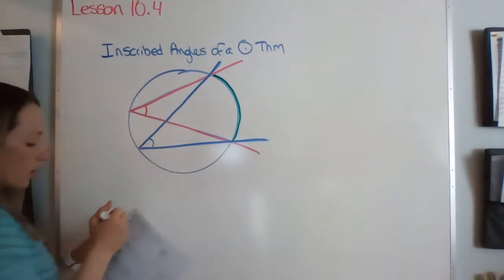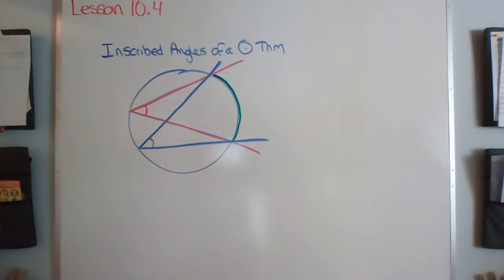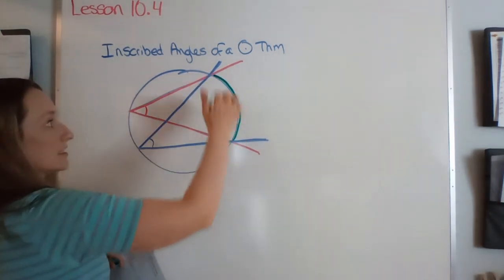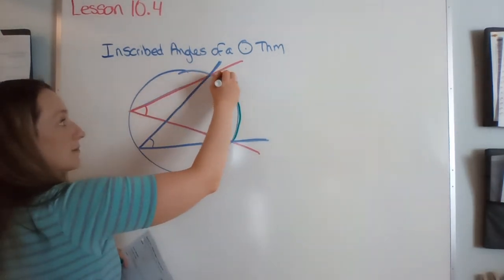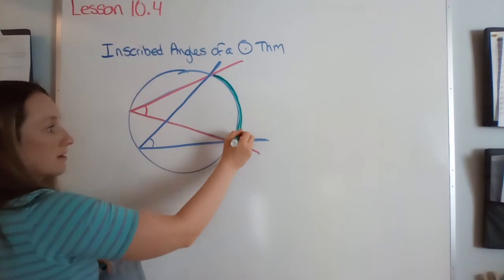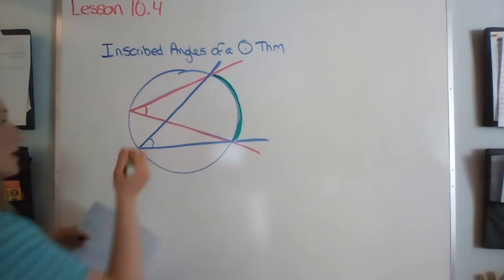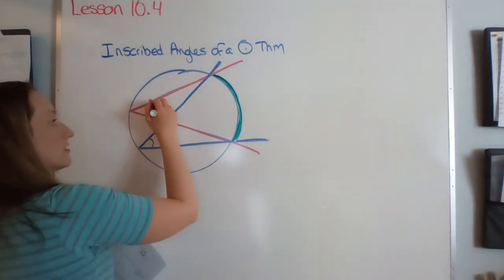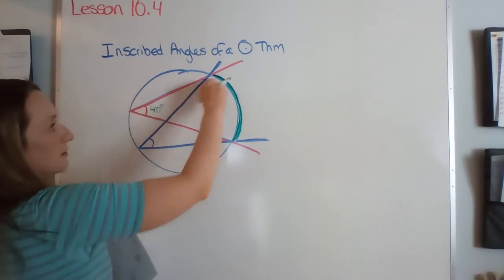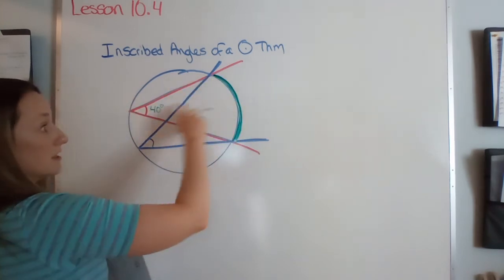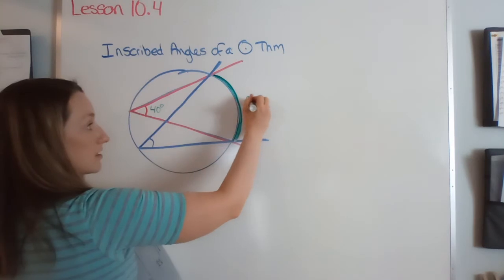What arc does that blue angle intercept? What arc lies in between? It's the same arc, right? So, going back to the theorem we just spoke about, if the angle is 40 degrees, what's the measure of this arc? It should be double. It should be 80 degrees.